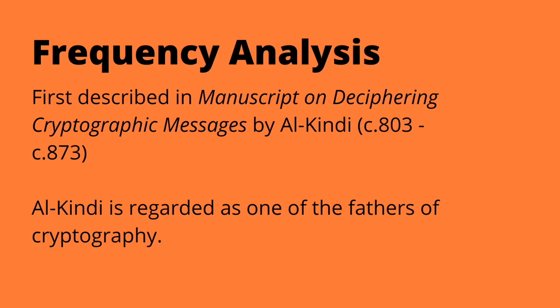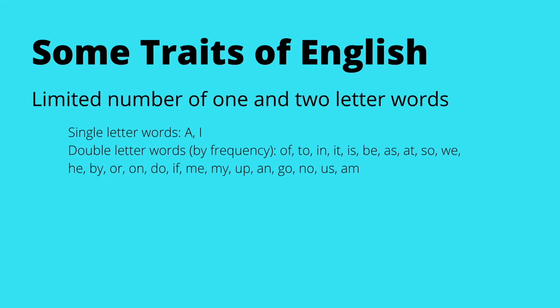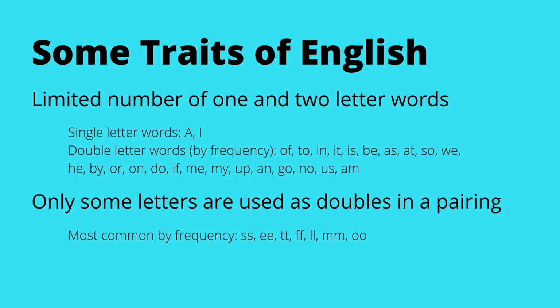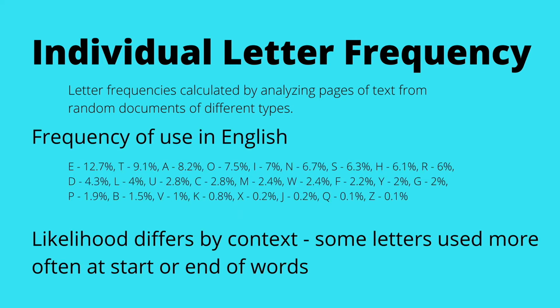Frequency analysis was discovered by the mathematician and cryptographer Al-Kindi. Now, what Al-Kindi realized is that even if you don't know another language yourself, you can notice things about it, because languages have personalities. We know, for example, there are only a small number of 1 or 2 letter words in the English language. We also know that only a few pairs of letters appear alongside each other, like SS or TT. Using the techniques Al-Kindi describes, we know exactly how common each letter is in the English language.